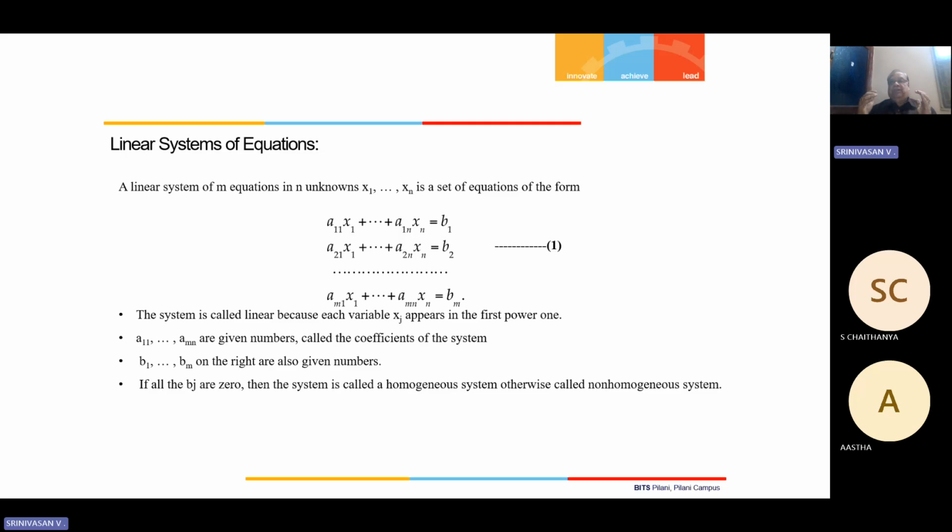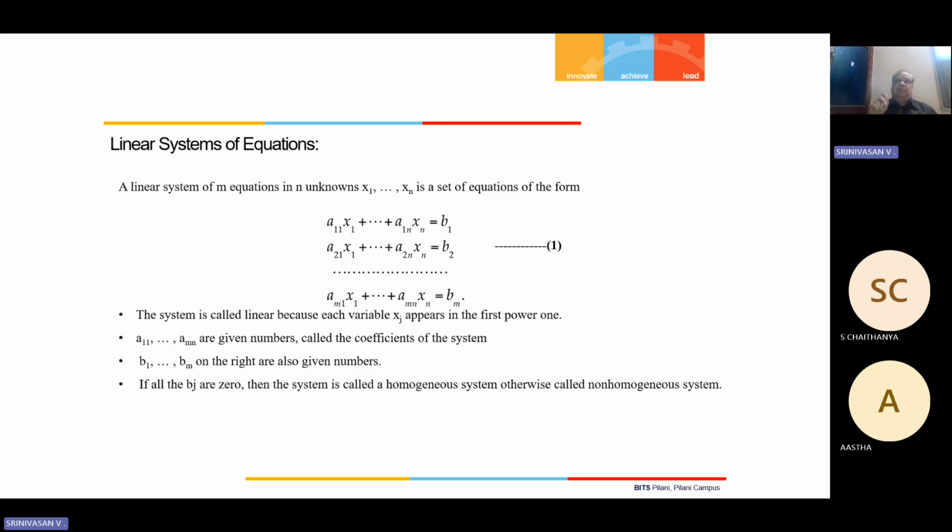a21 x1 plus a22 x2 plus etc. plus a2n xn equal to b2, etc. am1 x1 plus am2 x2 plus etc. plus amn xn equal to bm. Thus, we are having m equations in n unknowns. And you know very well, this system of m equations can be written as a matrix equation. On the left hand side, a product of A and X, and on the right hand side B.